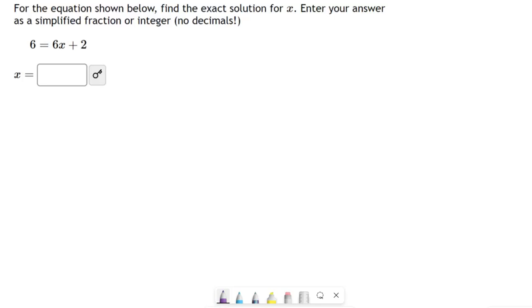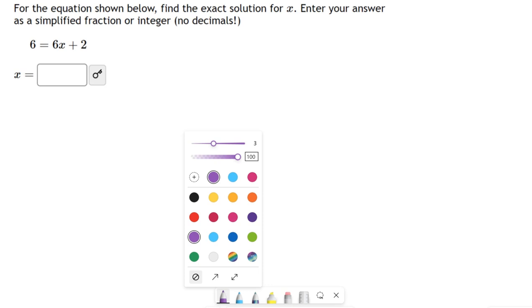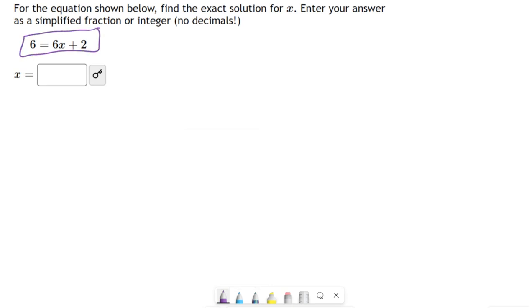We're told that we have this equation, 6 equals 6x plus 2. Okay, this guy over here. And we want to solve it for x. Well, when you see something that says solve for x, what that means is we have a goal. The goal is to get x by itself. When x is by itself, we'll know what it's equal to. That'll be the solution to the equation.